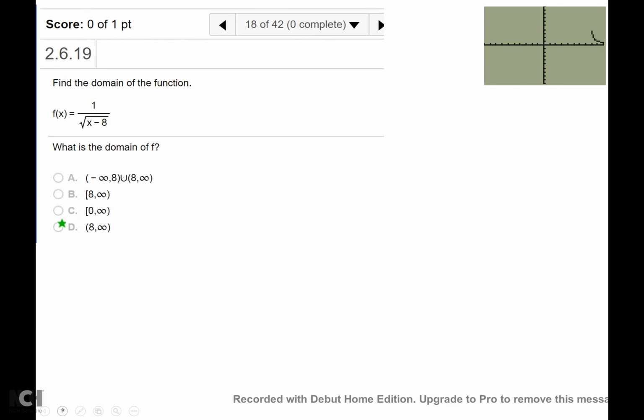All right, find the domain of this function. We've got a double whammy here because not only do we have a denominator with a letter in it, we have a radical with a letter in it, and you got to do them both. So if I say, Mr. Denominator, you may never equal 0, I also have to say, Mr. Radical, you must always stay greater than or equal to 0.